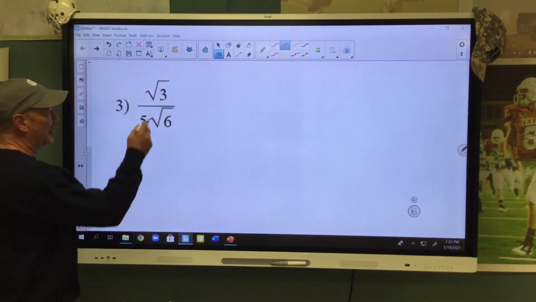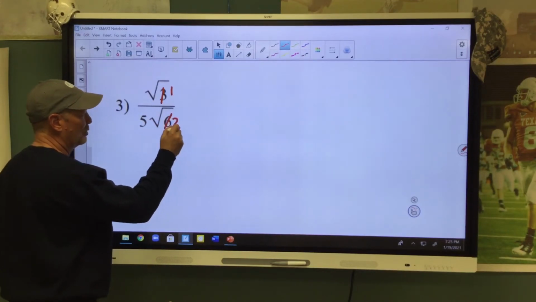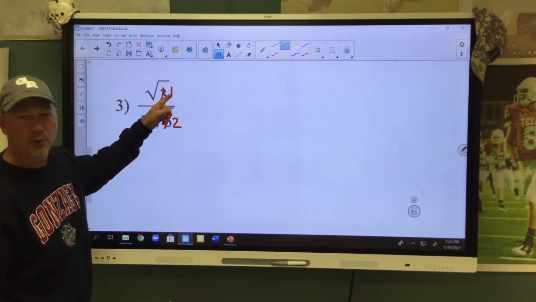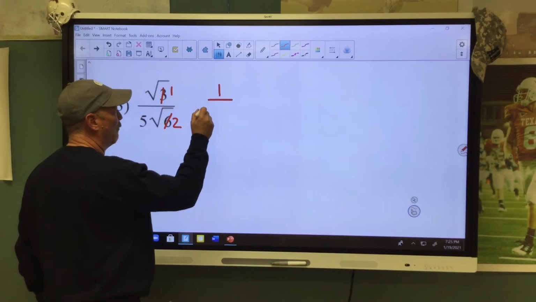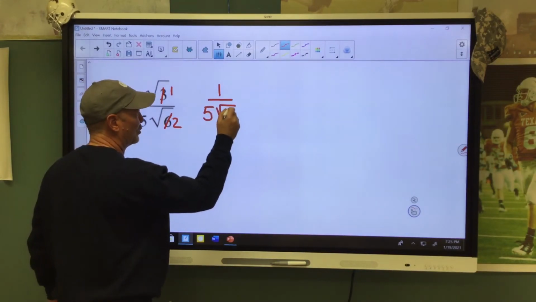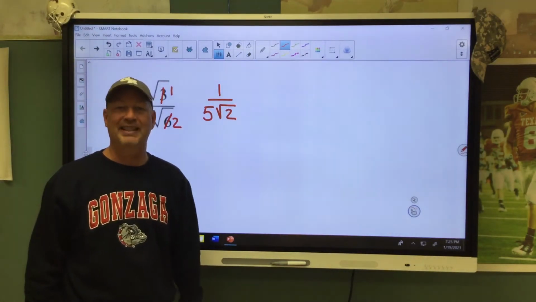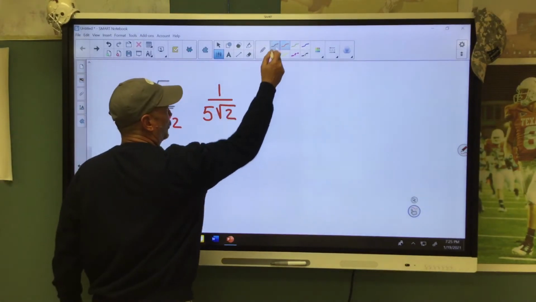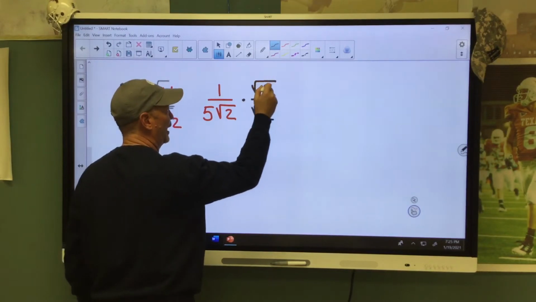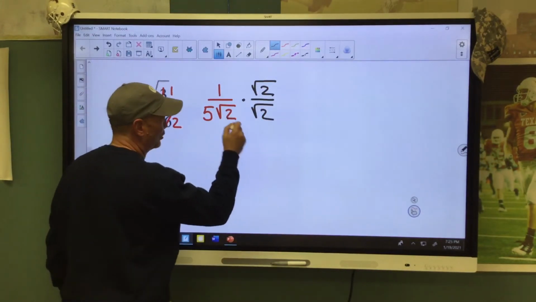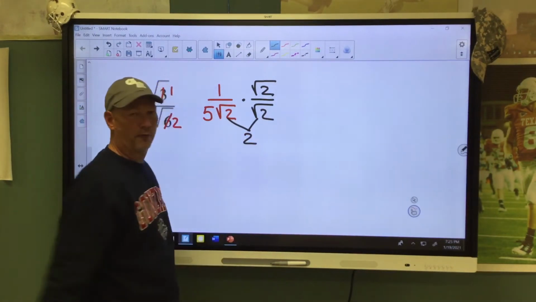So you're going to reduce, and you're going to say that 3 goes into 3 one time, 3 goes into 6 2 times. What is the square root of 1? 1. So you're looking at 1 over 5 times the square root of 2. Now this problem is very similar to the problem right above it we just did. You would multiply times the square root of 2. Whatever I do to the bottom, I do to the top. Square root of 2 times the square root of 2 is going to give me a 2, because the square root of 4 is 2.